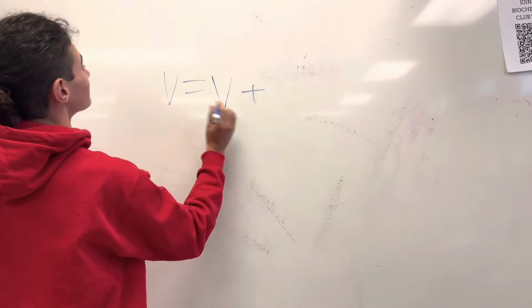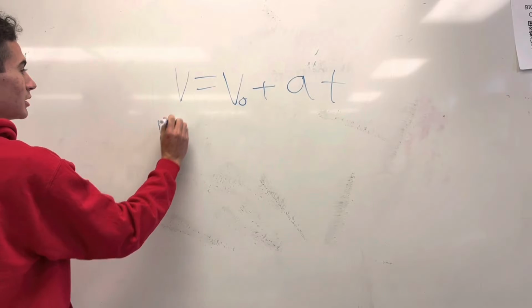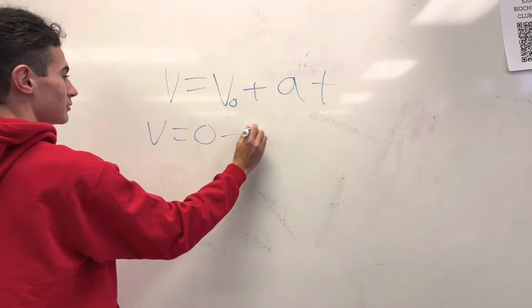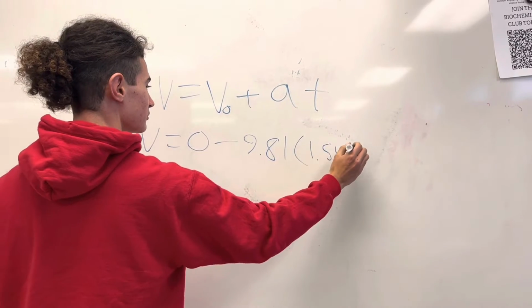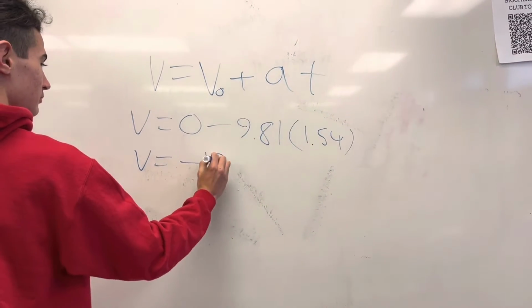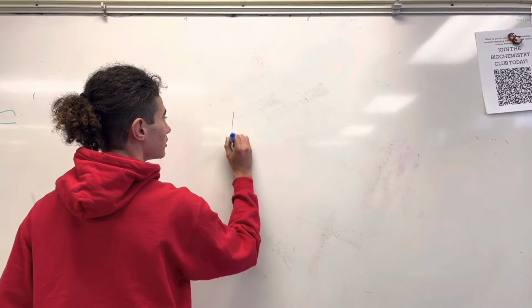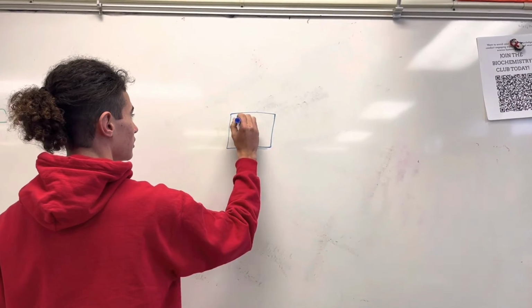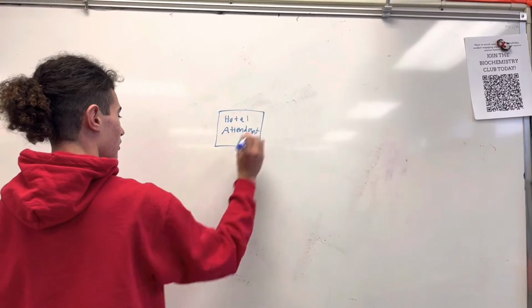We can use the third kinematic equation, v equals v naught plus at, and plug in the known values that we just went over. So 0 minus 9.81 times 1.54. Velocity is negative 15.1 meters per second without air resistance. But gravity isn't the only thing acting on the hotel attendant. There are two forces in total.